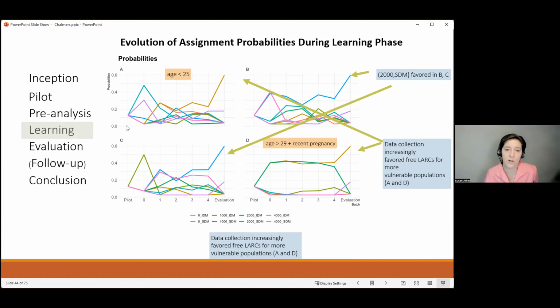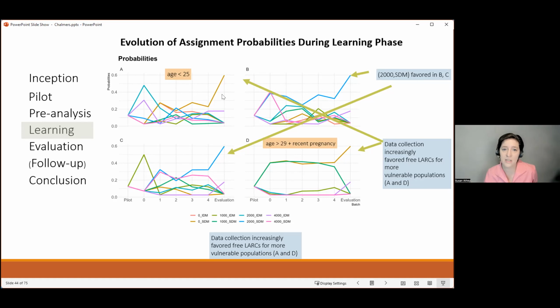You can see here how the assignment probabilities change over time. And in each of these four groups, we see that it really hasn't converged by the time we get to the evaluation phase. So it was important for us to have an evaluation phase where we really focused in on a winning policy. Otherwise, we would still be randomizing a lot. And we only have a few thousand patients overall across the entire experiment. So we're really still a little bit short on data.